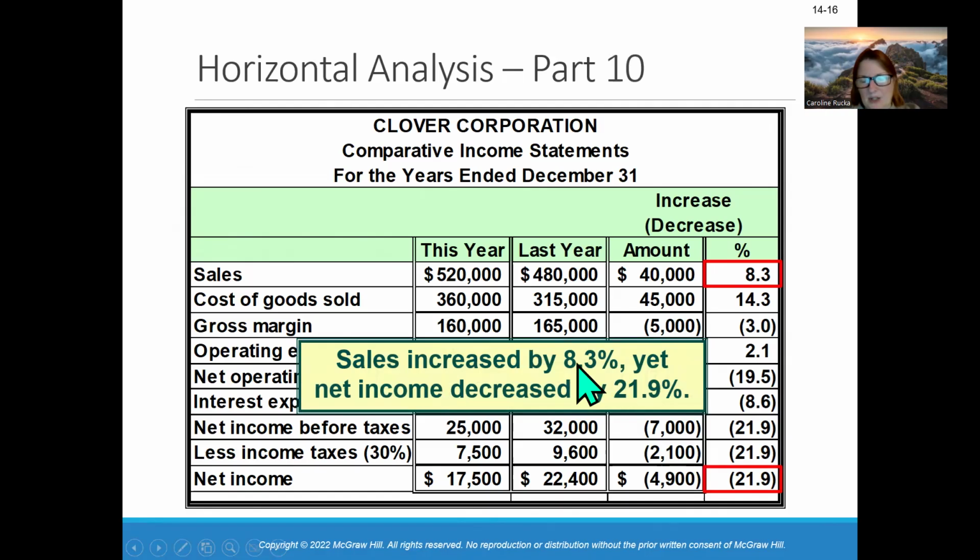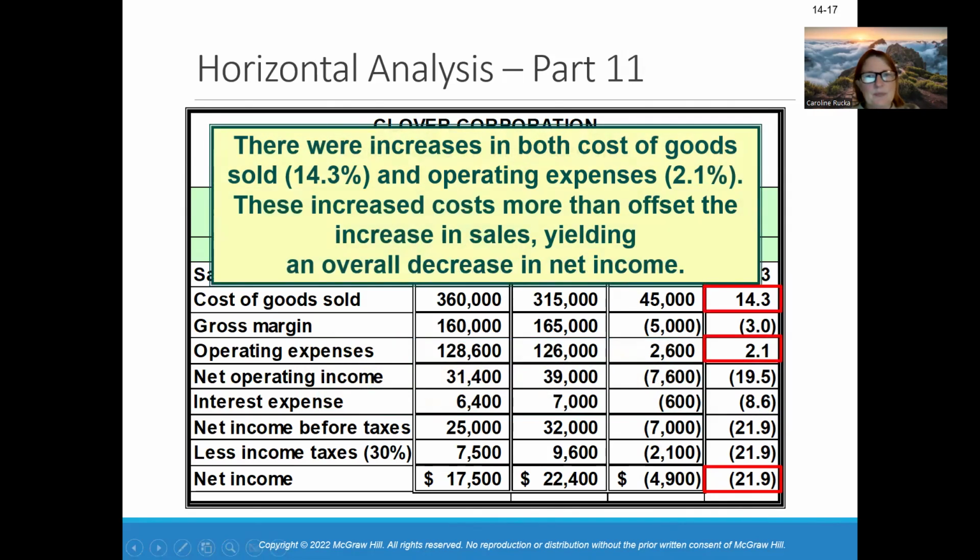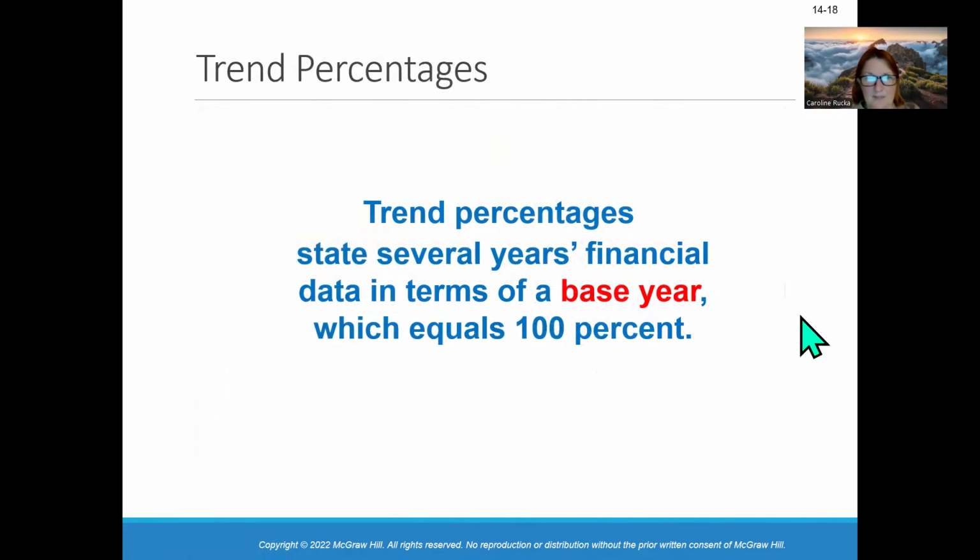Again, our sales increased by 8%, but our net income decreased by almost 22%. What the heck? There was an increase in both costs of goods sold and operating expenses, and these increased costs more than offset the increase in sales, yielding an overall decrease in net income.